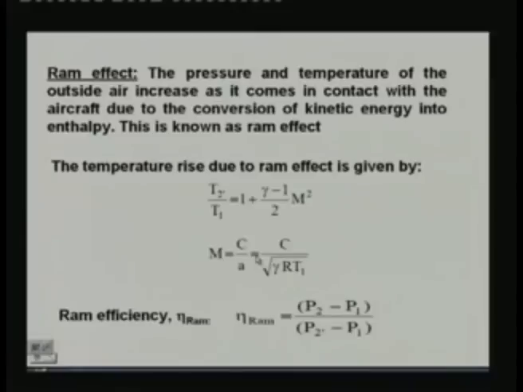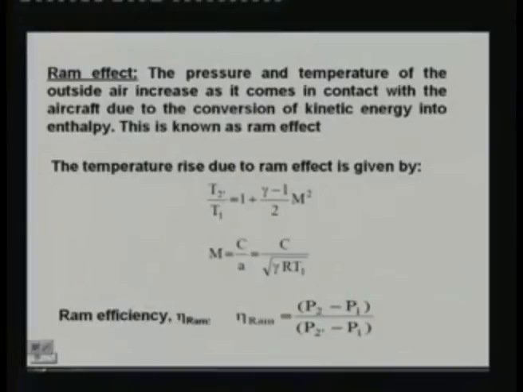Now let me explain the ram effect. Ram effect is that the pressure and temperature of the outside air increases as it comes in contact with the aircraft, due to the conversion of kinetic energy into enthalpy. See, air may be still, but the aircraft will be moving at very high speed, so there will be a large relative velocity between the air and the aircraft. When this high relative velocity air comes in contact with the aircraft, its kinetic energy will be converted into enthalpy. Ultimately the enthalpy is converted into temperature and pressure, because during this process the kinetic energy is converted finally into pressure and temperature. This process is known as the ram process or ram effect.